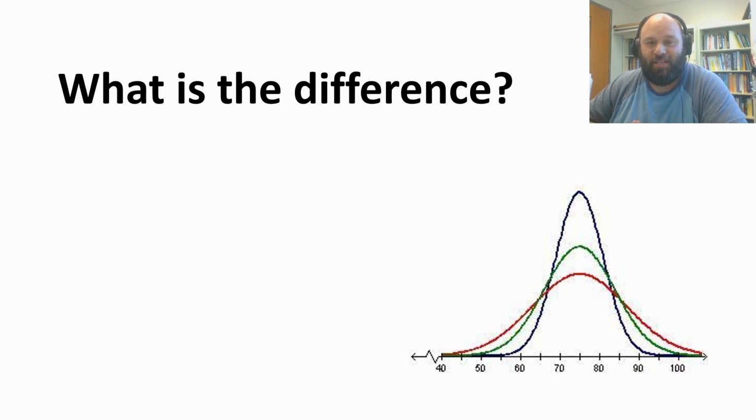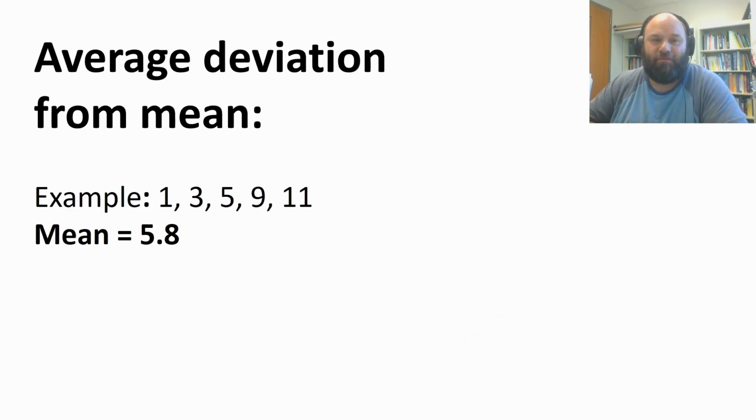We're going to focus in this video on symmetric distributions. In the next two videos, we'll talk about skewed distributions. So with symmetric distributions, how can we measure how far spread out the data is? Well, one idea is to figure out how far on average is each observation from the mean.